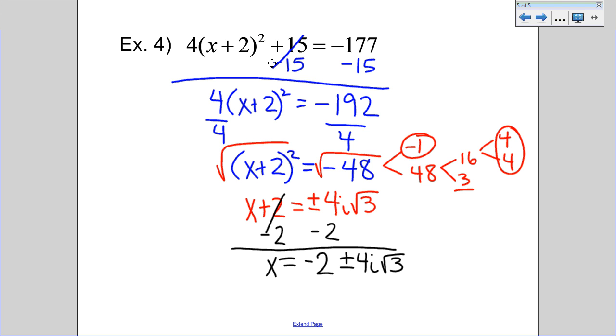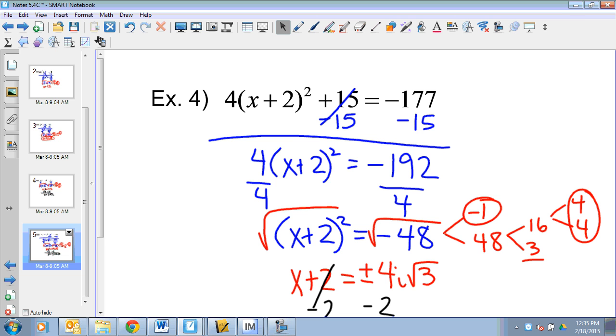So as you can see, these examples fit quite nicely with what we did last week. We just have to pay attention to our imaginary numbers.